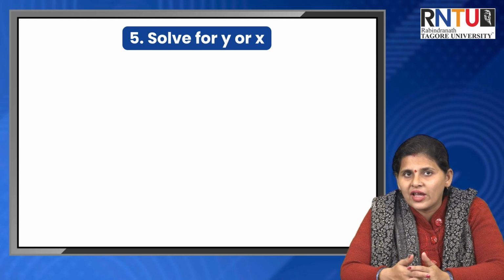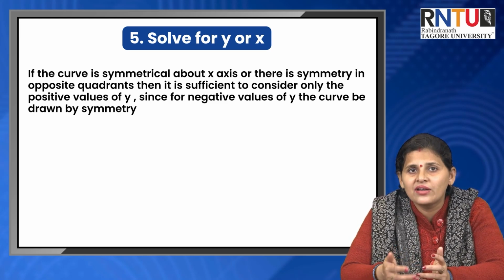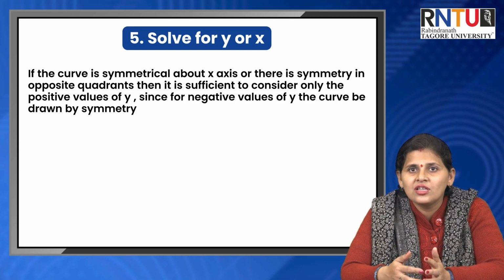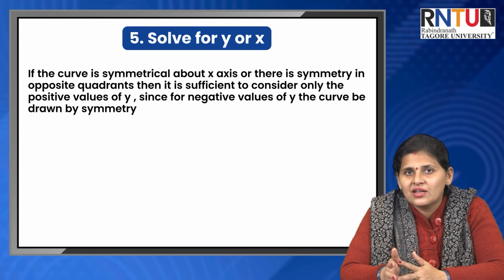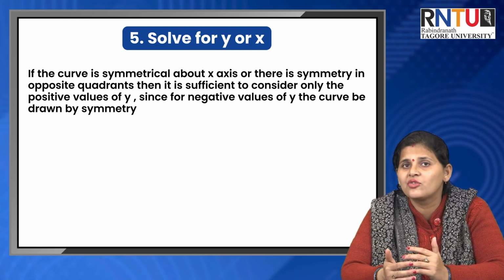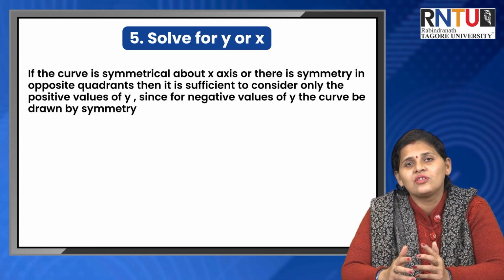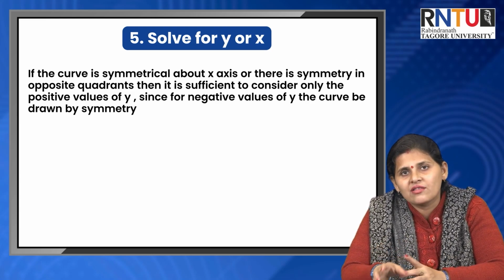Solve for y or x. If the curve is symmetrical about the x-axis or there is symmetry in opposite quadrants, then it is sufficient to consider only the positive values of y. It means you check the curve equation solved for y and solved for x. So you solve the equation for x and y.